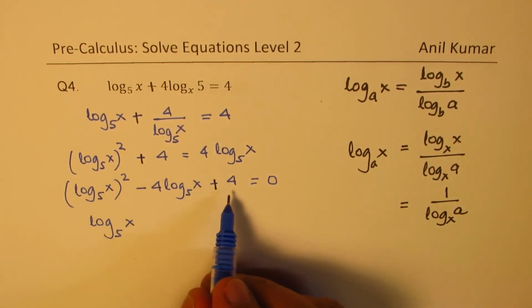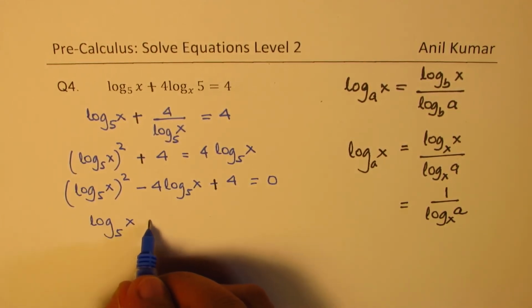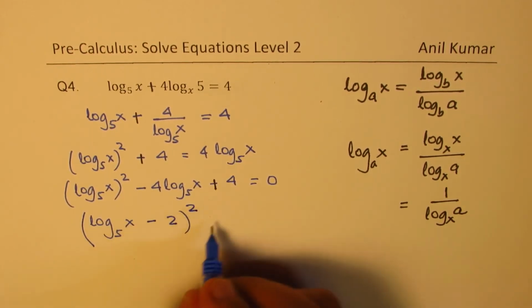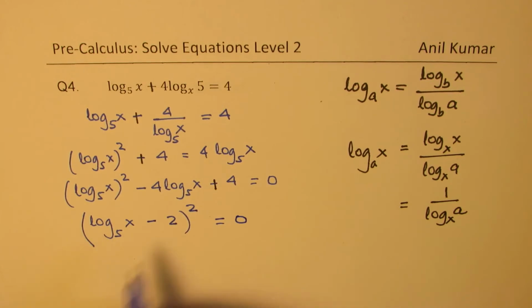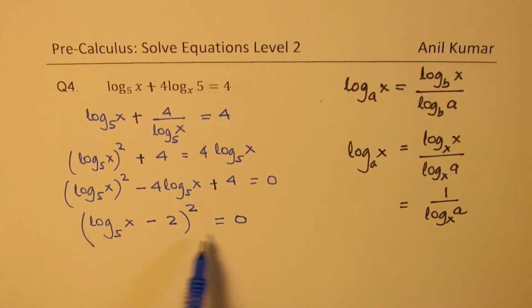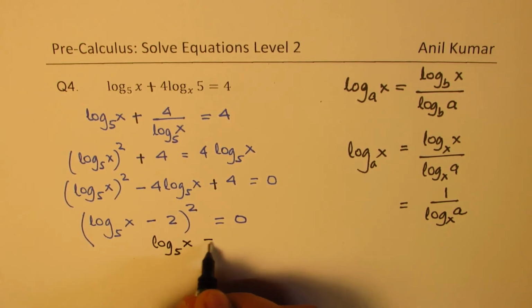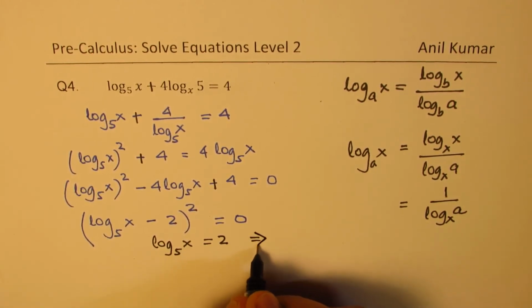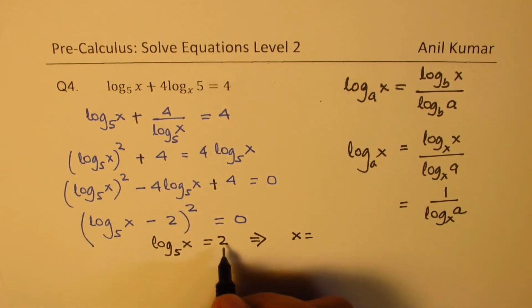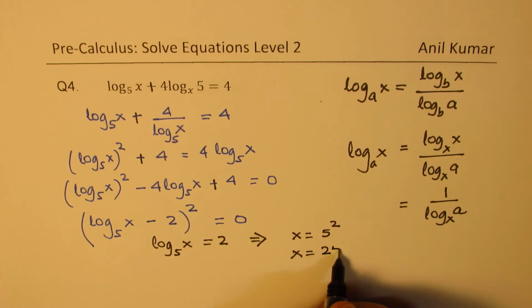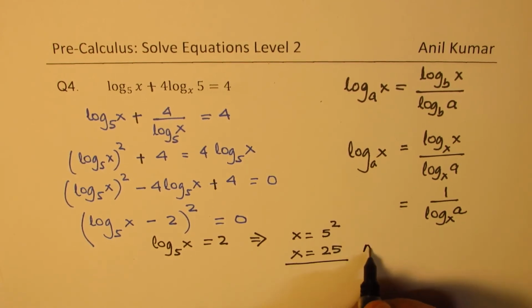Now, this becomes a perfect square, (log to the base 5 of x minus 2) whole squared, and that is equal to 0. Now that gives you an idea that it is possible only if log to the base 5 of x is equal to 2. So we have a solution here, which is log to the base 5 of x is equal to 2. Now that implies that x is equal to 5 squared, right? Which is x equals 25 is the solution. Okay, so that becomes our answer.